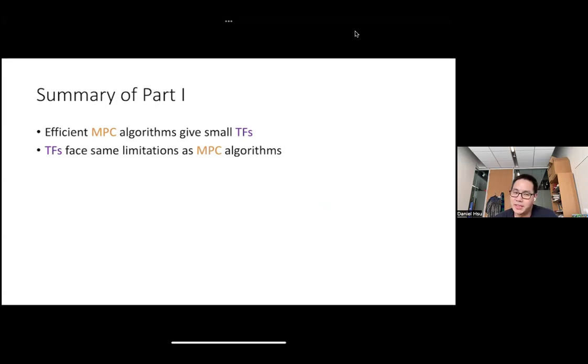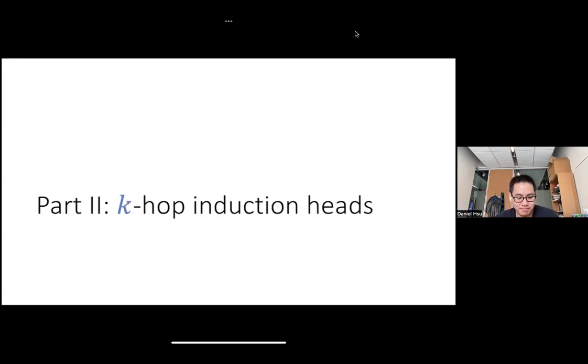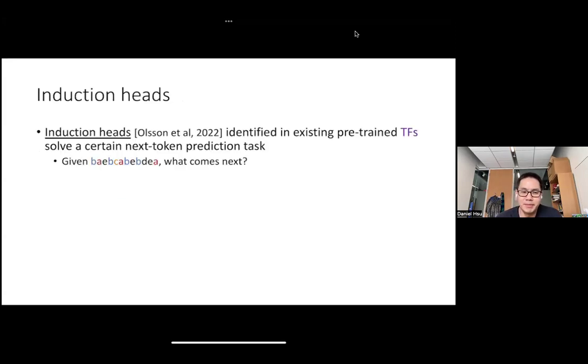And now I want to move on to the second part, where we look at a specific problem where transformers can really take advantage of parallelism, but other architectures aren't able to do this if they don't have the same parallel processing power. And that's the K-hop induction head problem. Induction heads is a term for something that people found in a paper from OpenAI and others. They identified this mechanism in some existing pre-trained transformers, and they interpreted it as solving a particular kind of next token prediction task.